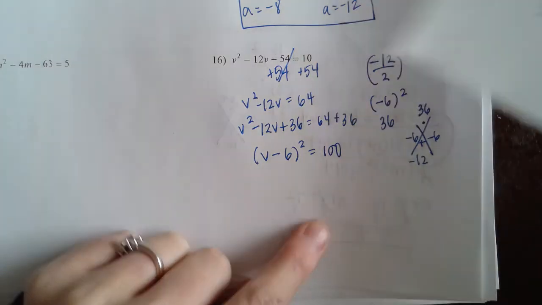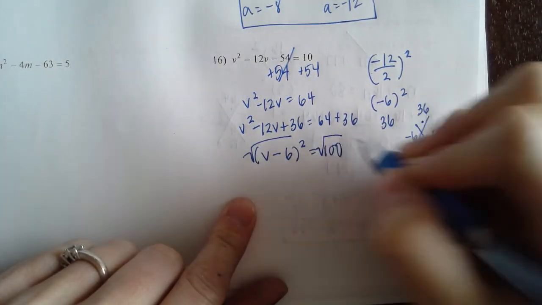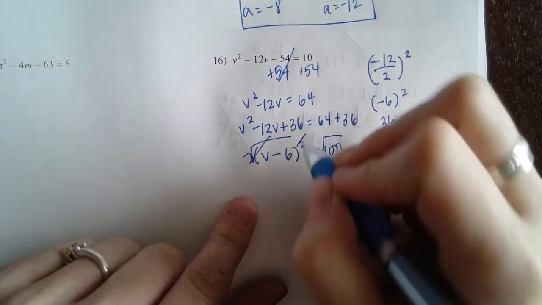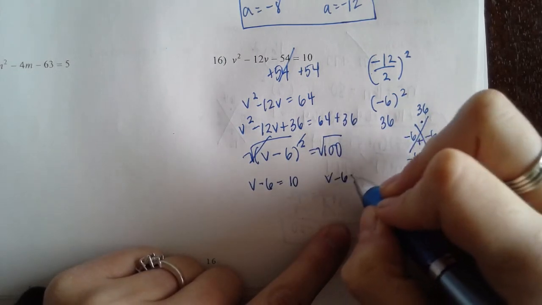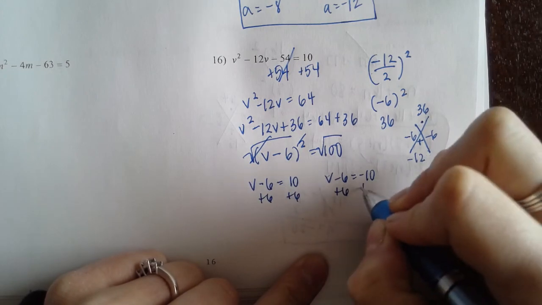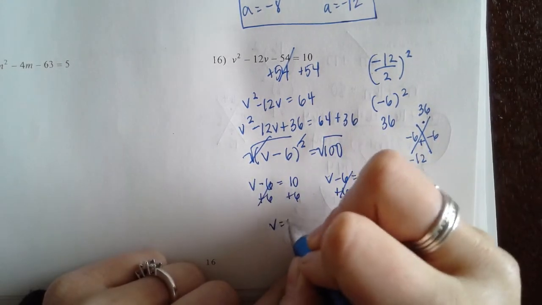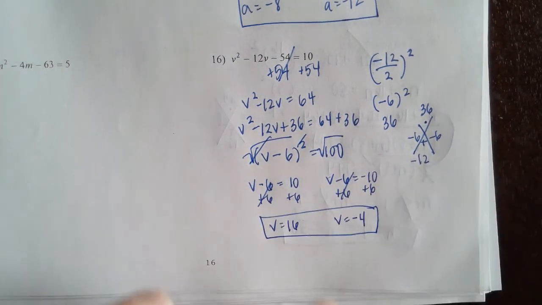Okay, and then we need to square root both sides. So we're going to square root the left and square root the right. These guys cancel, so I have v minus 6 equals positive 10, and v minus 6 equals negative 10. Solve for your v. v equals 16, and v equals negative 4. So those are your two answers.